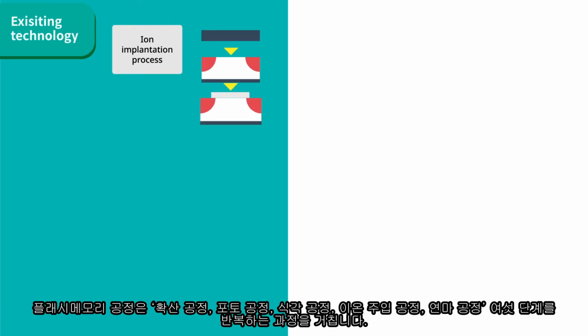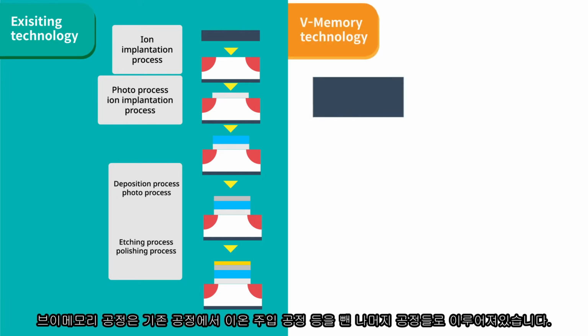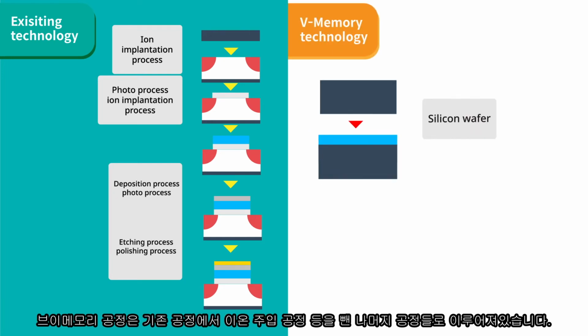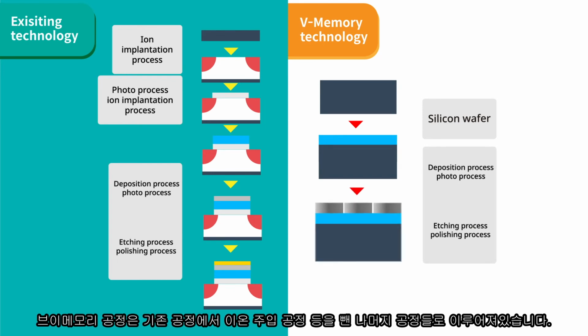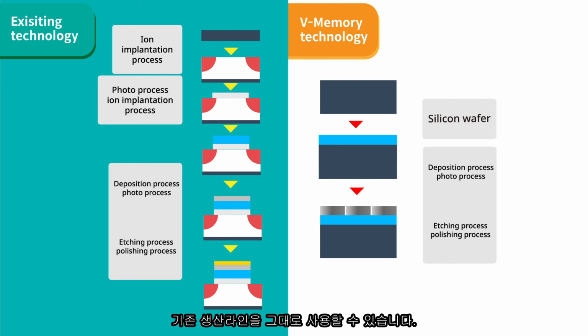The existing flash memory process goes through 6 steps: diffusion process, photo process, etching process, ion implantation process, and polishing process. On the other hand, the V-memory process consists of the other processes except the ion implantation process. As a result, V-memory is 50% simpler, so manufacturing cost can be reduced and the existing production line can be used as it is.